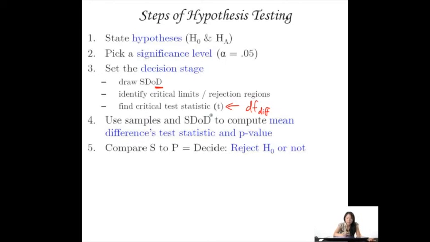And then use the samples and the SDOD to compute the mean difference. So now we're not just computing mean, but we're computing mean difference. Mean difference is test statistic as well as the p-value. And then we compare the sample to the population, the hypothesized population. And we either reject the null or not, right? We reject the null if our test statistic and p-value lie in those zones of rejection, where it's like, these are the weirdo zones. Like, this is when we know, man, our sample is really different from this population.